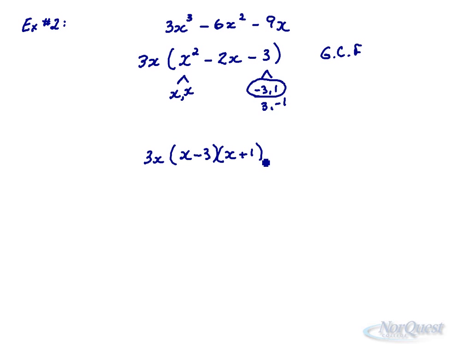Again, what you could do is check by multiplication. I'm not going to check this one for you. I'll leave that for you to do. You could FOIL out the x minus 3 times the x plus 1 and multiply through by 3x, and you will get back to the original polynomial.